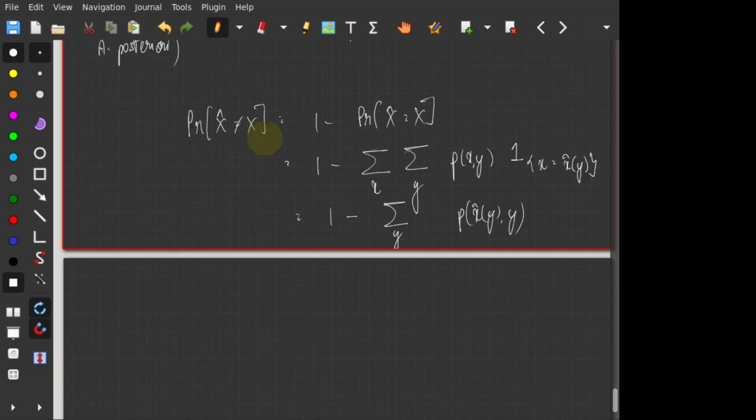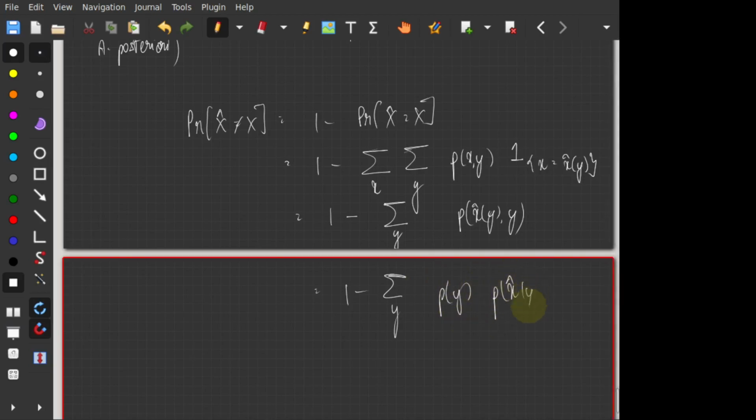And the goal is to minimize this, or in other words, maximize this. So I can write this as 1 minus summation over all y, p of y, p of x hat of y given y. And I want this quantity to be the maximum. So I might as well choose x hat to be the argmax of p x given y. That indeed maximizes this particular quantity.